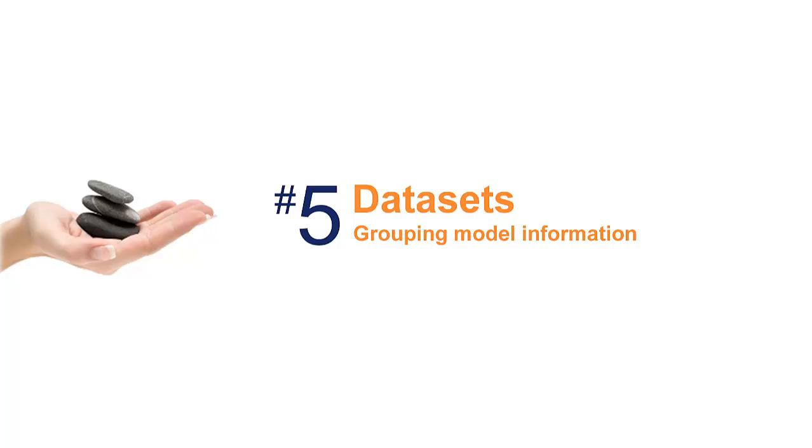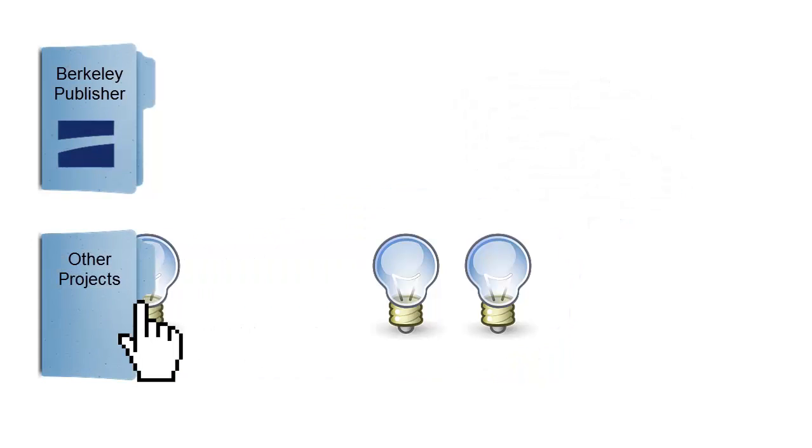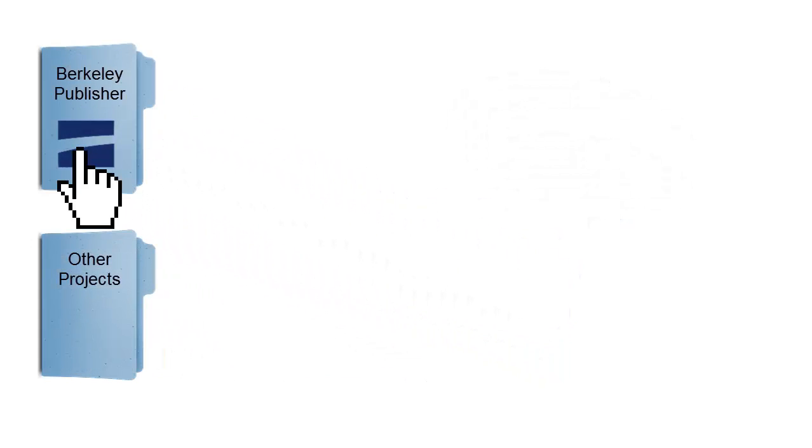This time, we'll be talking about the topic of datasets. First of all, what exactly is a dataset? Simply put, a dataset is a collection of information or data which you can specifically select and use in and outside of the Berkeley Publisher.